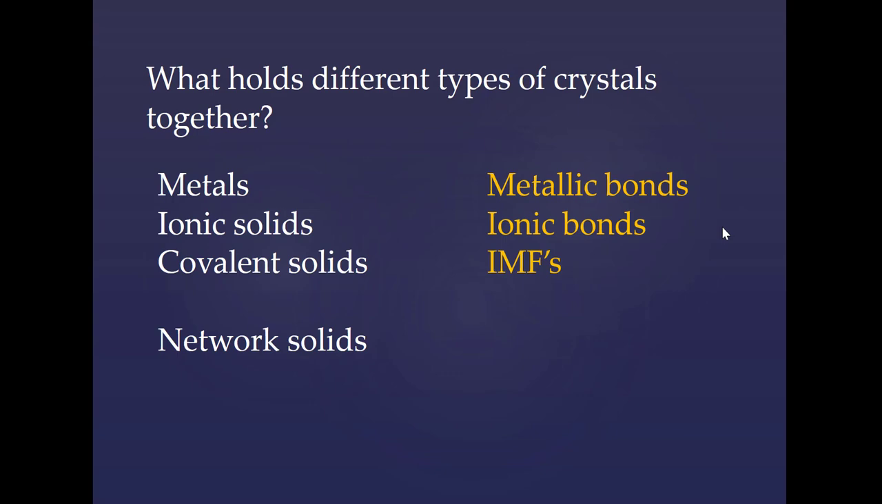And then we're going to talk about, as I've already said, this new substance called network solids. They are held together by covalent bonds. So they're just a giant, massive molecule. And a good example of a network solid is a diamond.